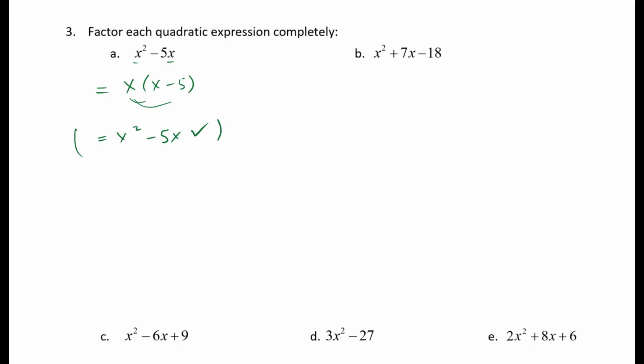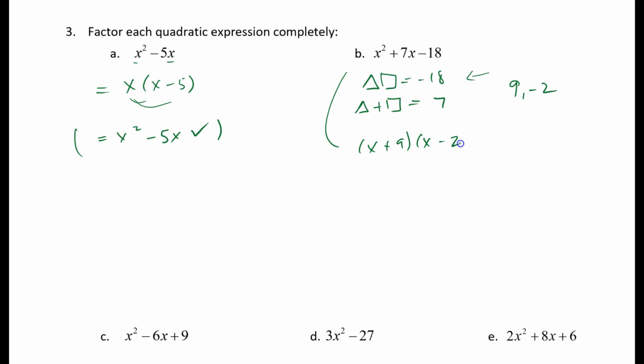Here, this is what William likes to call triangle square. So we're trying to find two numbers that multiply to negative 18 and add to 7. Do a little work here. We can see that those numbers are going to be 9 and negative 2, and so those are our factors. x plus 9, x minus 2.